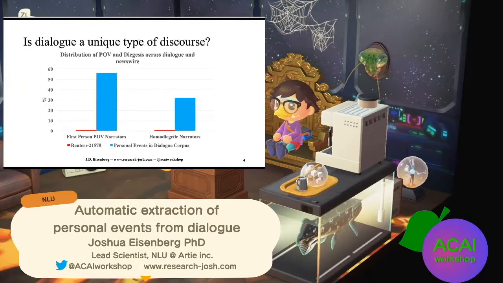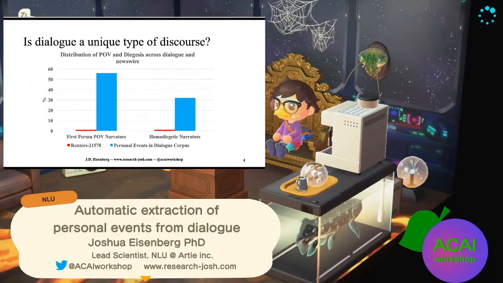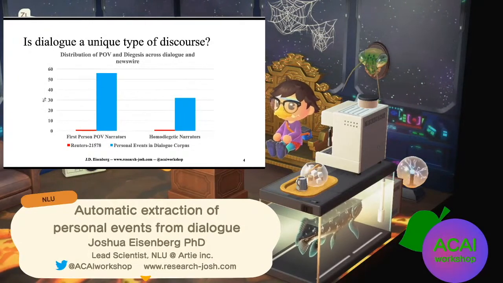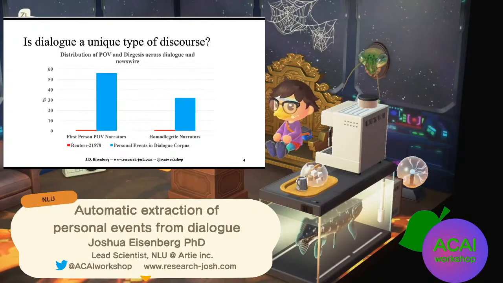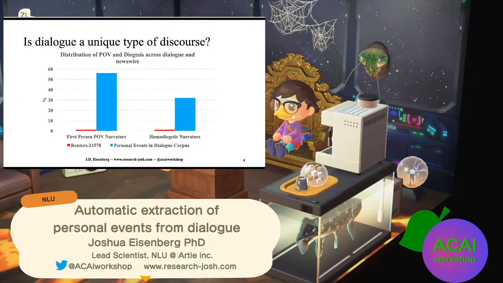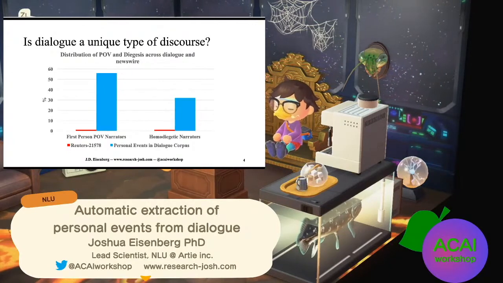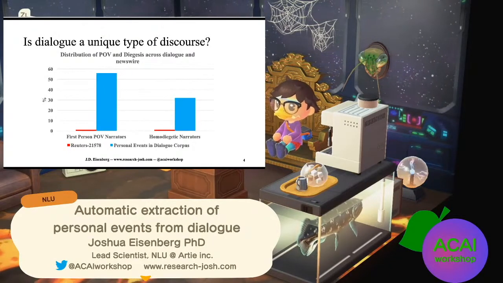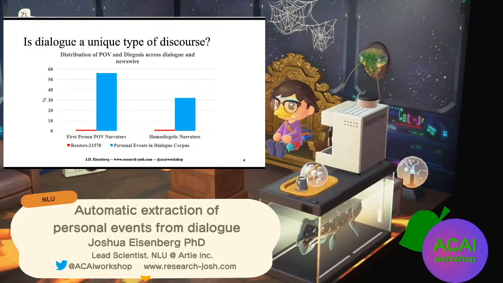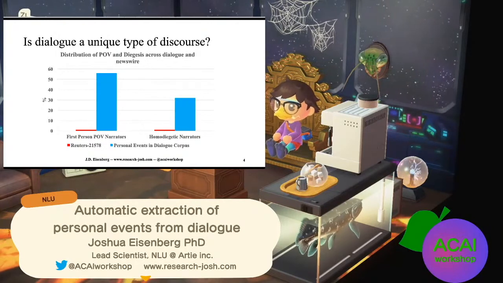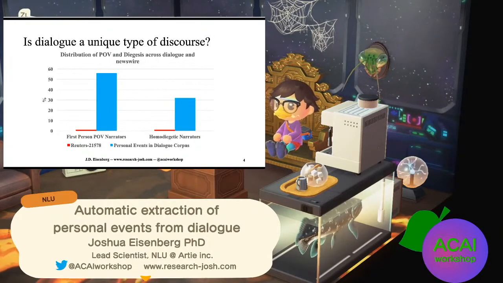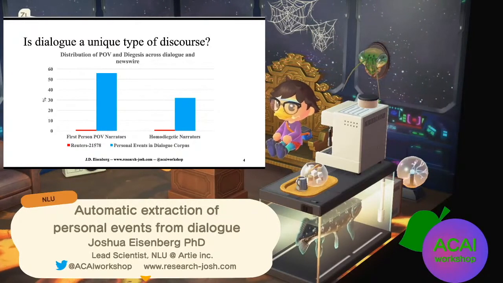Just to further hit the point home that dialogue is different than other types of discourse, let's compare dialogue to newswire. Back during my PhD, I built a program that can detect the point of view and the diegesis of a piece of text. Point of view is how the narrator refers to themselves. Do they do it in first person by using first person pronouns, or third person by using third person pronouns, or second person, which is much more rare, at least in the corpora I was looking at.